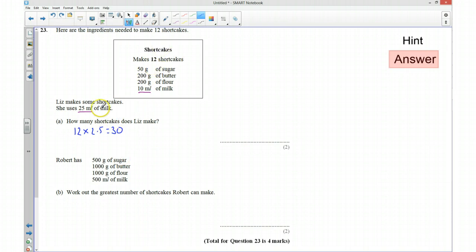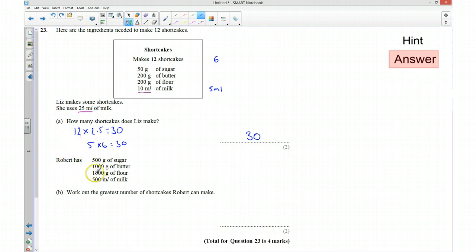Another way that we can do this, and a lot of people will find this easier, is scale this down first to 5 milliliters of milk. So if she had 5 milliliters of milk, that would be 6 shortcakes. So if 5 milliliters is 6, this is obviously 5 times as much as that, so it's going to be 5 times as much as 6. So we can do 5 times 6, and that gives us 30. So either way we can get the answer of 30.